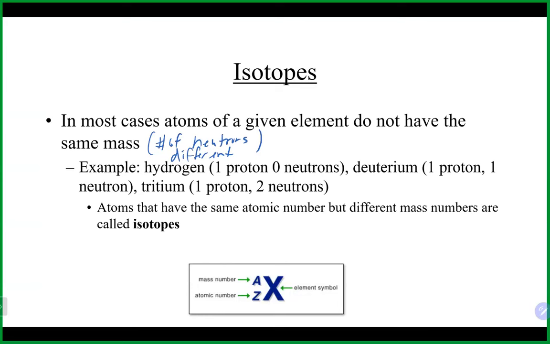So for example, here we have hydrogen, which has 1 proton and no neutrons. We have deuterium, which is sometimes referred to as heavy hydrogen, has 1 proton and 1 neutron. We have tritium, which is like the radioactive version of hydrogen, has 1 proton and 2 neutrons.